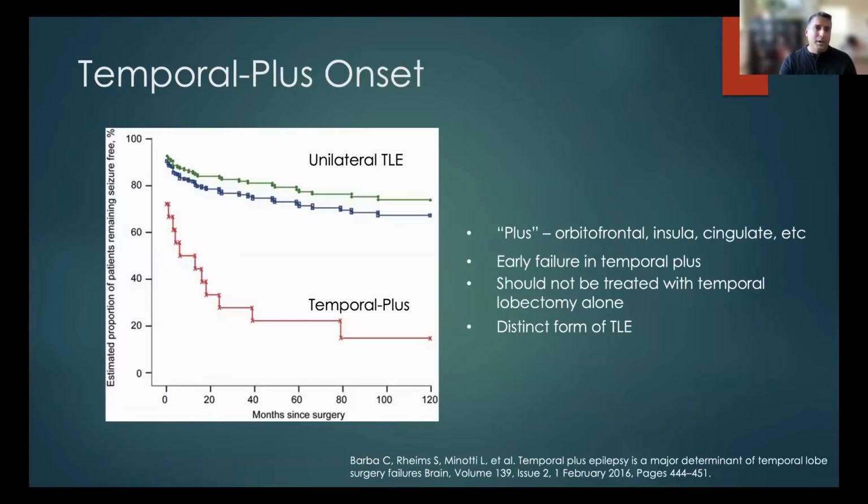So when we say temporal plus, what we're saying is that the temporal lobe is involved with the seizures, but there's this plus element. It's either the orbitofrontal cortex, the insula, the cingulate. There's another area that's equally causing epilepsy. And what we know is that if you have a patient who has temporal plus another area, if you do a simple temporal lobectomy, they're very, very likely to continue having seizures.